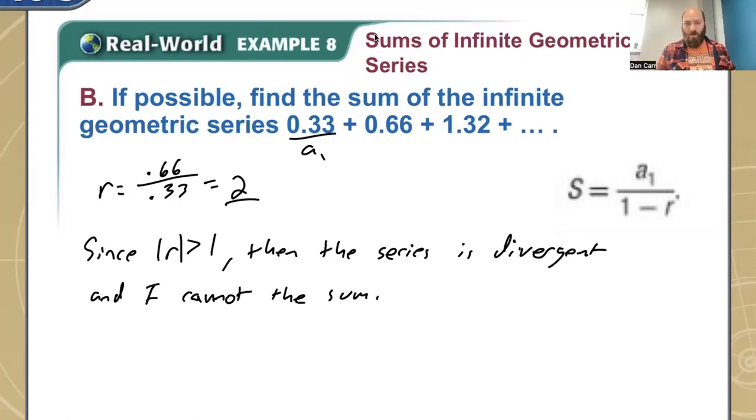Okay, so this sum is not possible because it's divergent, and that's because r is greater than 1.